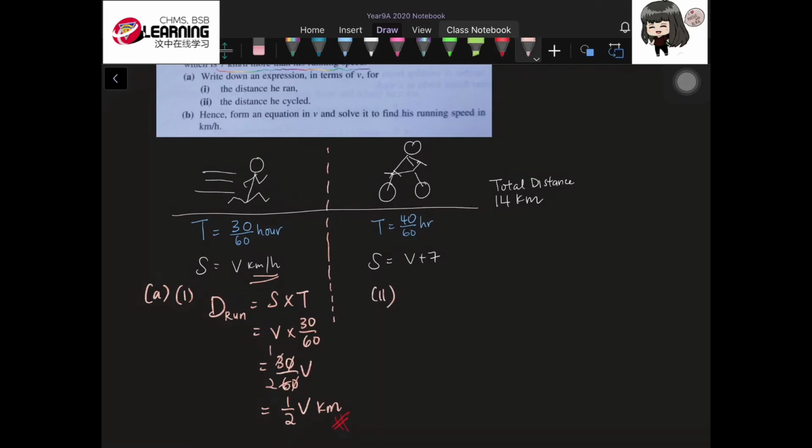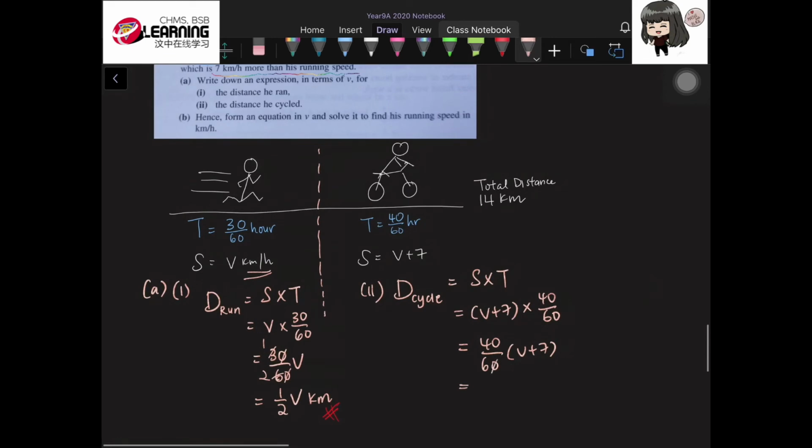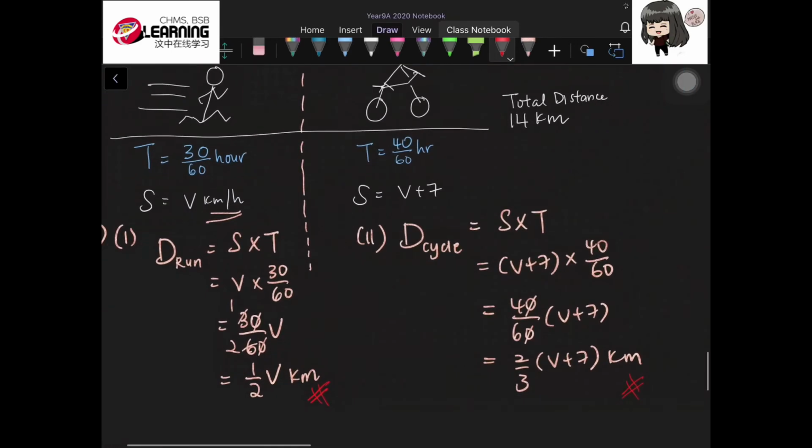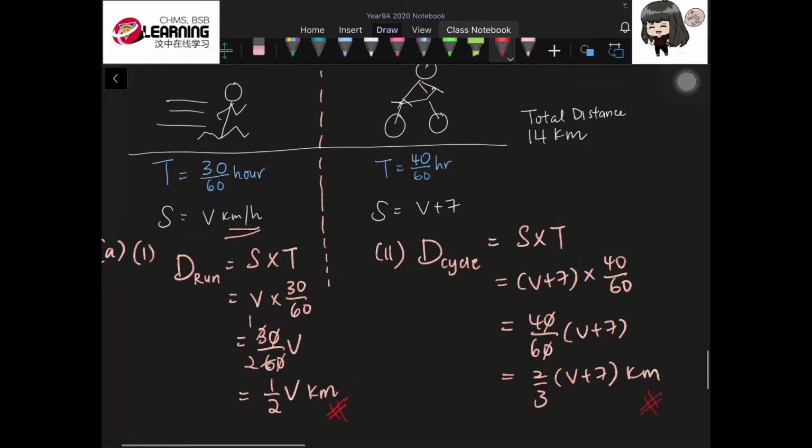And for the second part, find the distance he cycled. The distance he cycled is also speed times time, and the speed is v plus 7 in bracket times the time, which is 40 over 60. So it's 40 over 60 bracket v plus 7, bracket as in times. And after we simplify, we'll get 2 over 3 bracket v plus 7 kilometer. So we have unknowns for both of these. Because the question says write down an expression in terms of v, these are the expressions in terms of v already, part 1 and part 2.